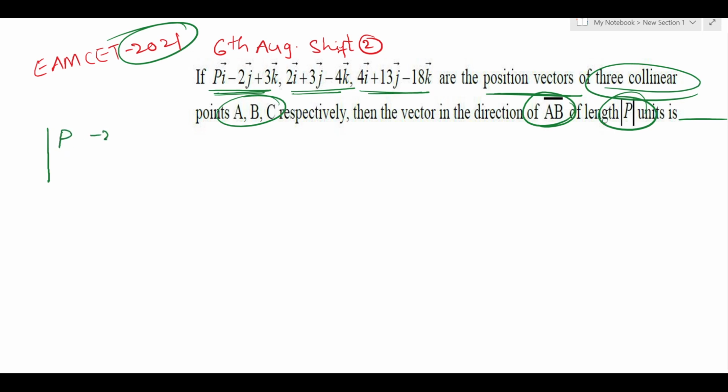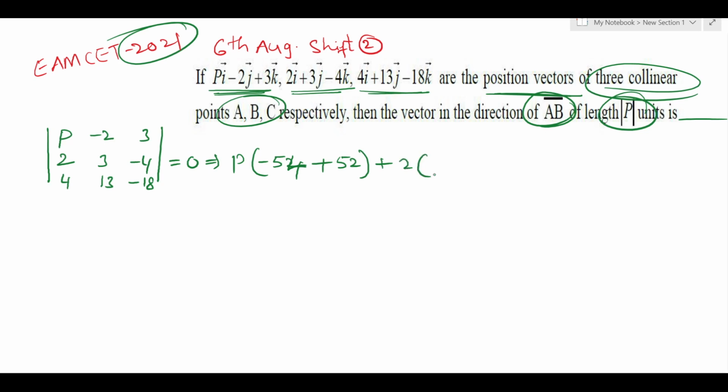That is, p, −2, 3; second vector 2, 3, −4; and this is 4, 13, −18, is equal to 0. That is equal to p of 3 into −18, that is −54, minus 13 into −4, that is +52, plus 2 into (−18 − 36 + 16), plus 3 into (2 into 13, 26 − 12) is equal to 0.